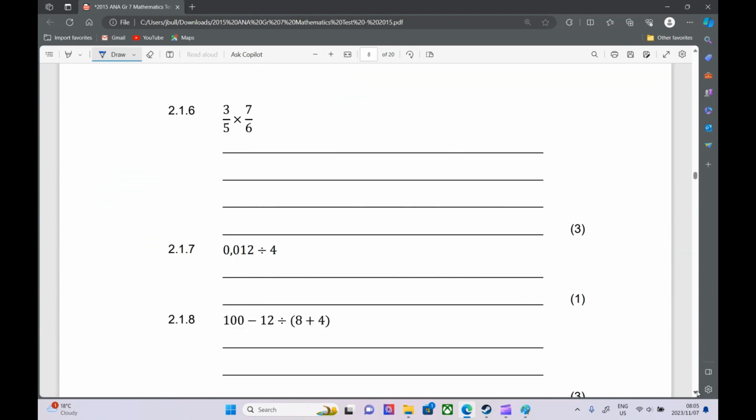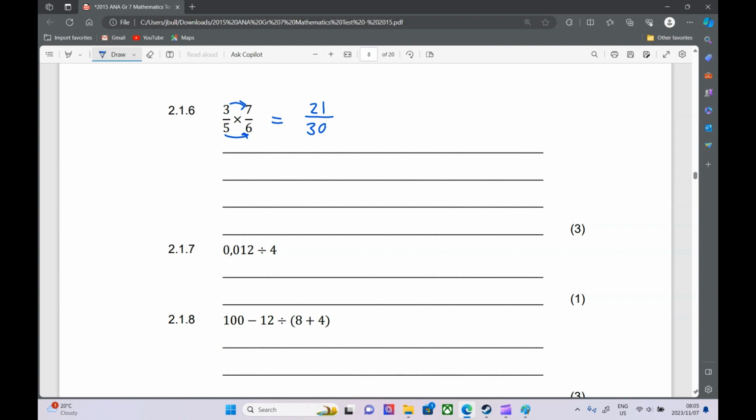Okay, then we've got some fraction questions, some Bodmas questions, some decimal questions. When we are multiplying fractions, it's quite simple, we just go top times top. So we're going to go 3 times 7 at the top, which is 21. And at the bottom, we're going to go 5 times 6, which is 30. And then I don't think we can simplify that. Let's see, I don't think so. Oh, we can.